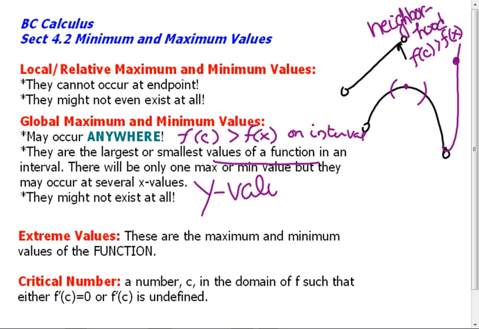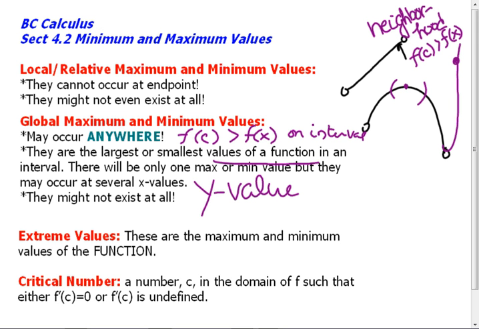So make sure that you answer the question on the free response. Even on the multiple choice, they might give you two x coordinates and three y coordinates, so make sure you get the right one. When you're looking for max and mins, it's the y coordinate that they're looking for, unless they ask you where this occurs.